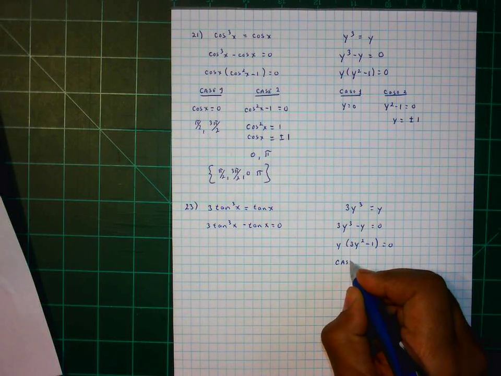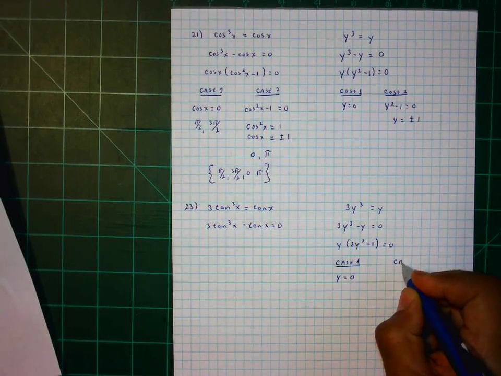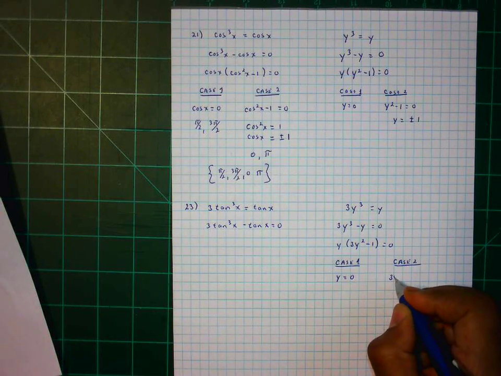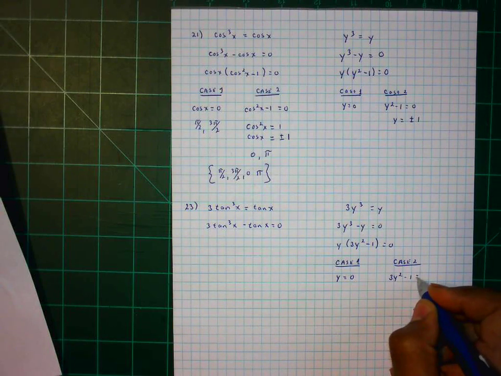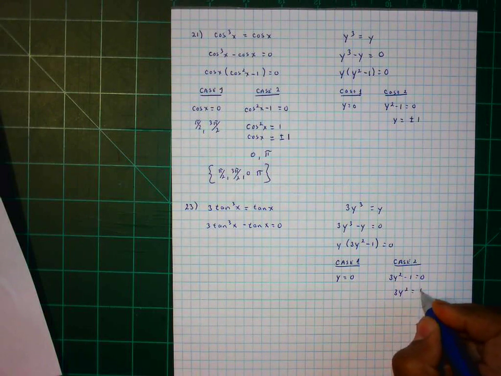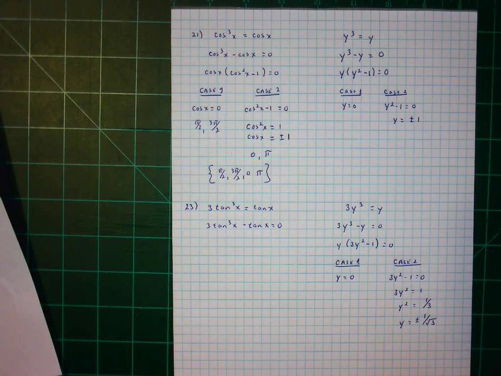Using the cases again, case 1 becomes y equals 0. Case 2 becomes 3y squared minus 1 equals 0. So 3y squared equals 1. So y squared is 1 divided by 3. And y would be plus or minus 1 over the square root of 3.